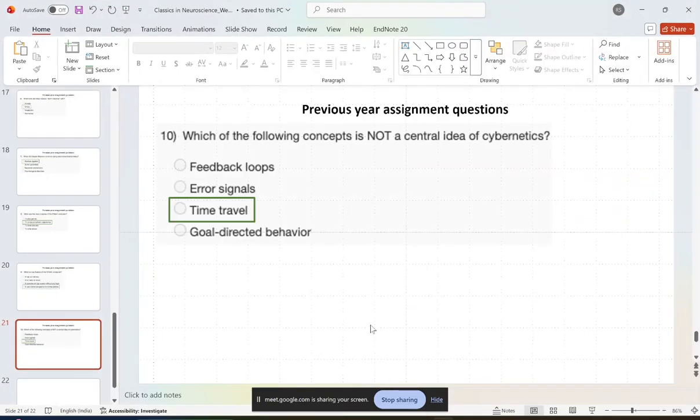So coming back to the question, which of the following concepts is not a central idea of cybernetics? We know that feedback loops are one of the important bases of control theory and cybernetics. Goal-directed behavior is also one of the key concepts. And of course, error signals. So, which of them is not a central idea? Time travel is not a central idea of cybernetics. In fact, it has nothing to do with cybernetics.